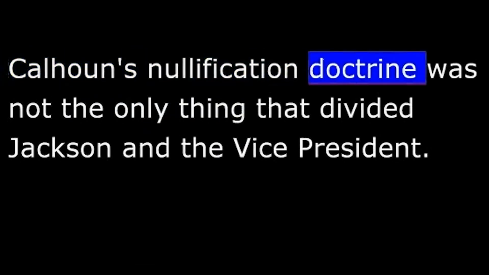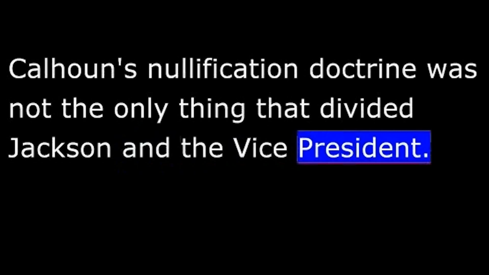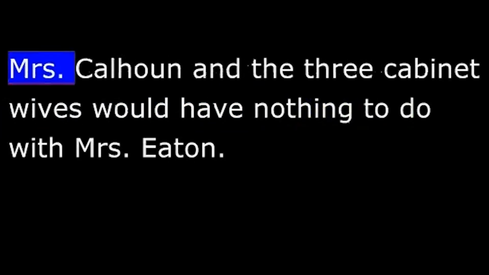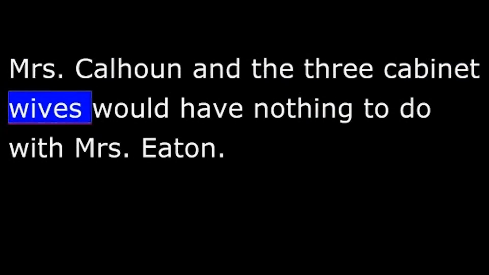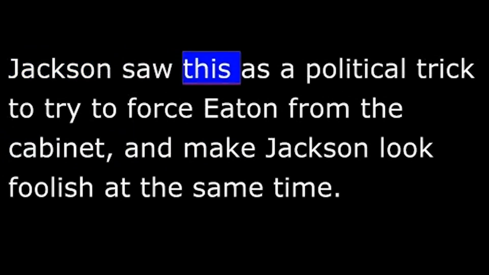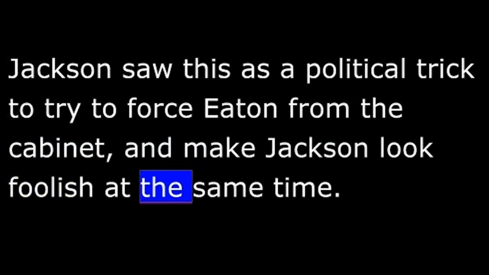Calhoun's nullification doctrine was not the only thing that divided Jackson and the vice president. Calhoun had led a campaign against the wife of Jackson's friend and Secretary of War, John Eaton. 3 members of Jackson's cabinet supported Calhoun. Mrs. Calhoun and the 3 cabinet wives would have nothing to do with Mrs. Eaton. Jackson saw this as a political trick to try to force Eaton from the cabinet and make Jackson look foolish at the same time.